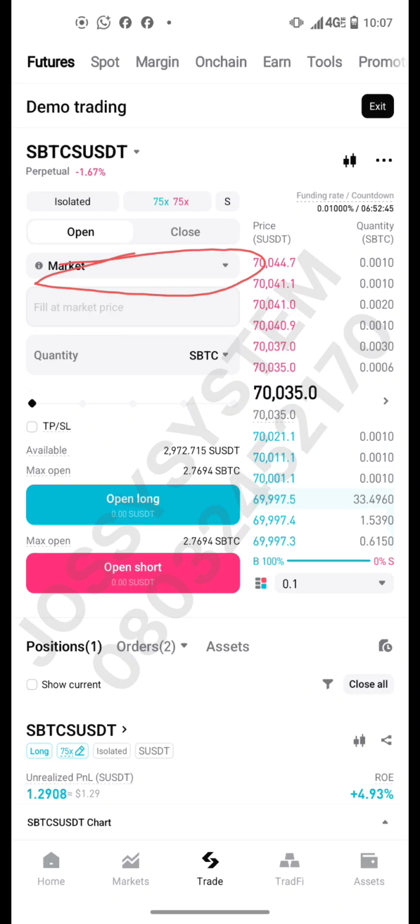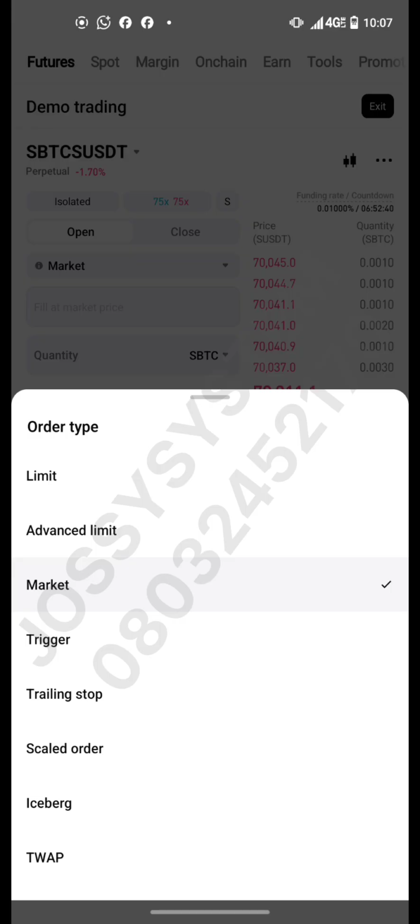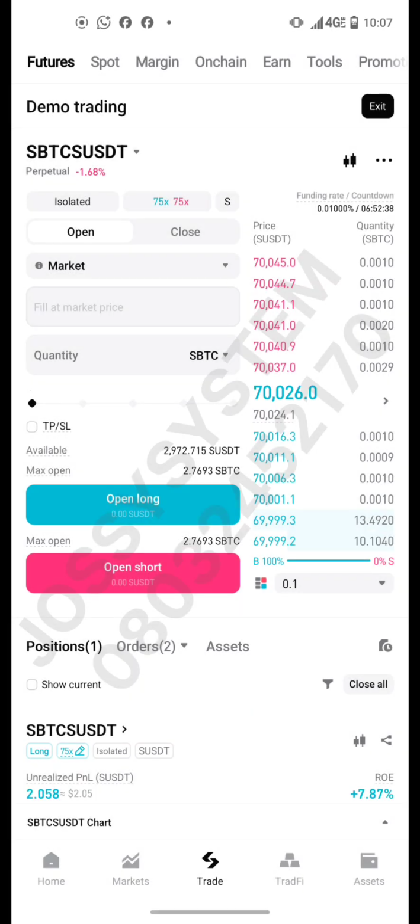You're trading what you are trying to trade, how you want to make the trade go. If you want to trade at the current market price, as you can see here, the market is changing. The price, the movement of the market, this is what you are seeing here. So if I want to trigger the market at current market price, I leave it at market here.